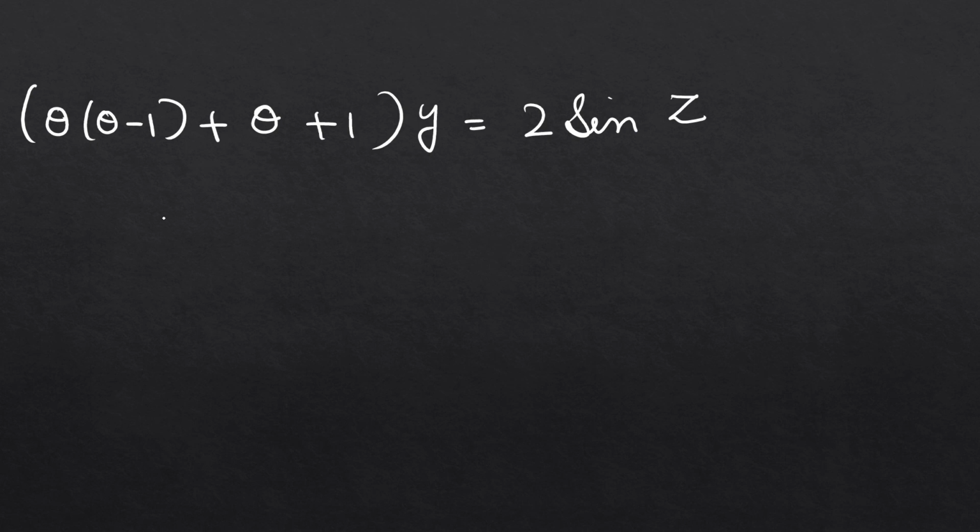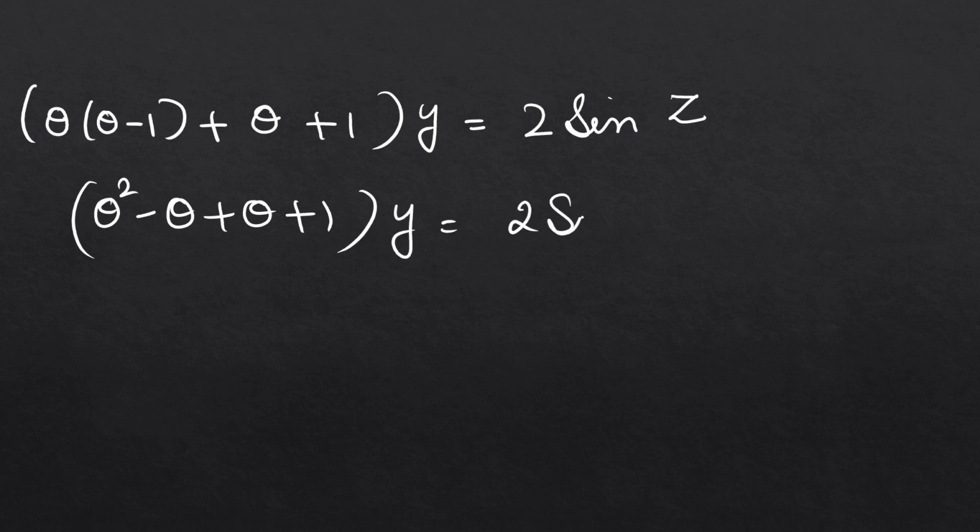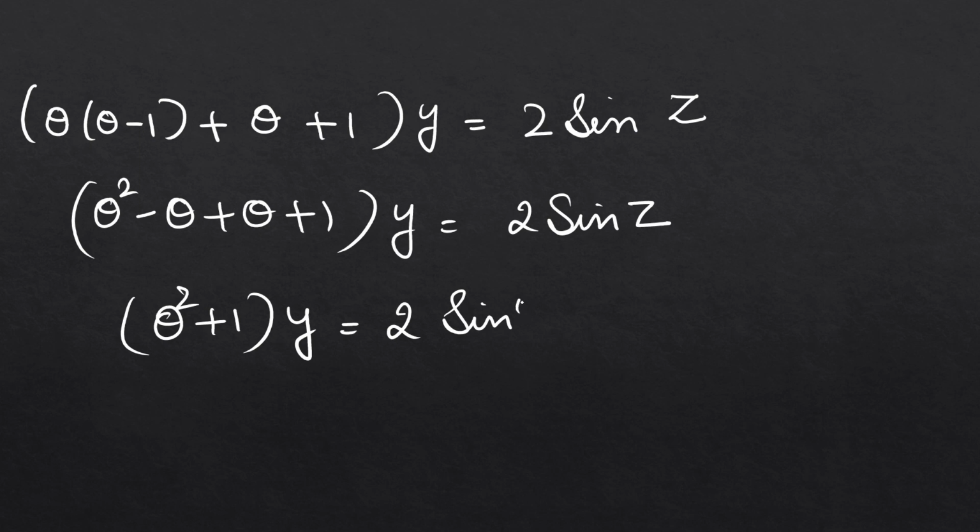So we get (theta squared minus theta plus theta plus 1) y equals 2 sine z. So it is (theta squared plus 1) y equals 2 sine z. Now we can easily see, to solve this differential equation we have to find its complete solution. In this case, the differential equation is non-homogeneous, so we will find the complementary function as well as the particular integral. Both will give you the complete solution.